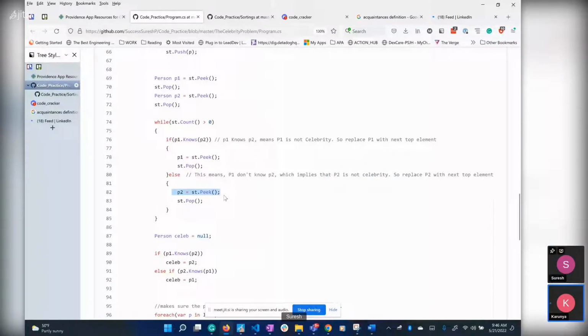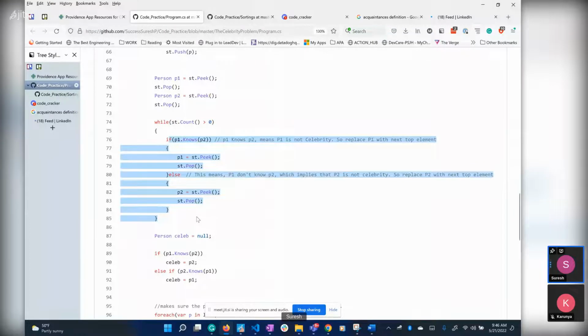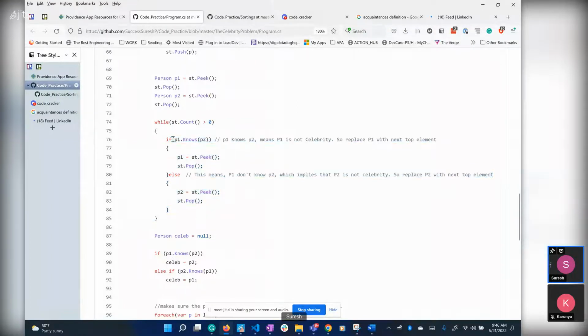Yes, Suresh. So these are the exact two conditions I explained in the beginning. If P1 knows P2, then P1 is not celebrity. If P1 doesn't know P2, P2 is not celebrity. So it is based on asking the minimum number of questions and deriving so many assumptions from asking only one question. We are asking only one question. So this is the minimum number.